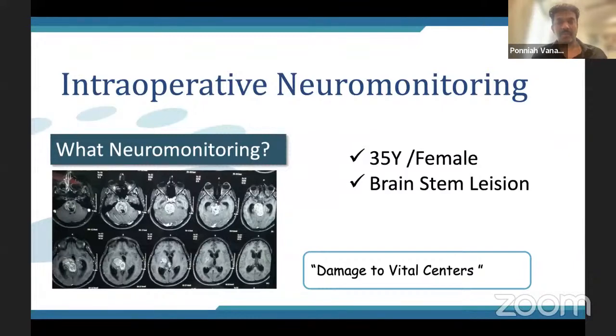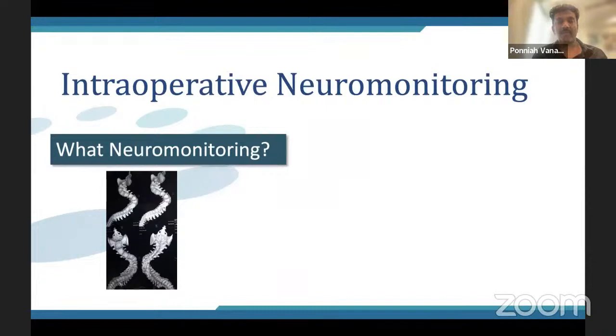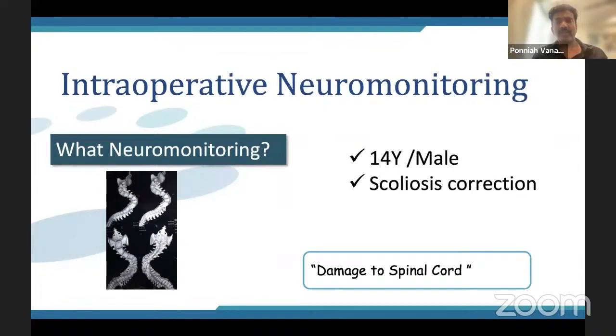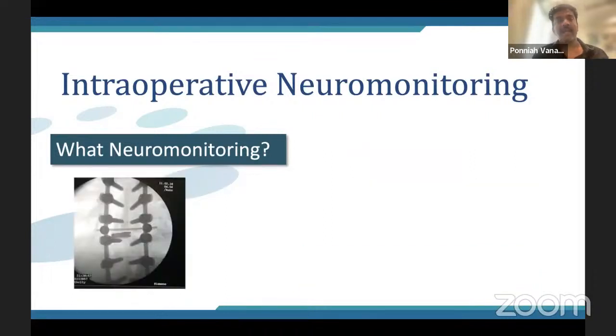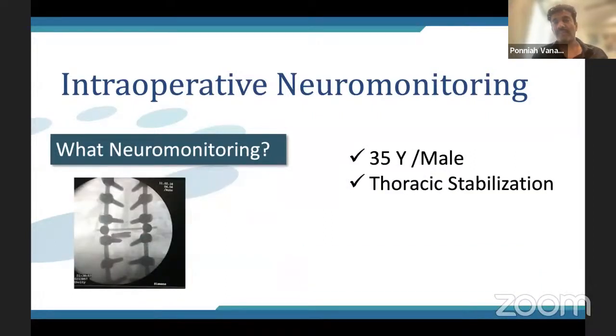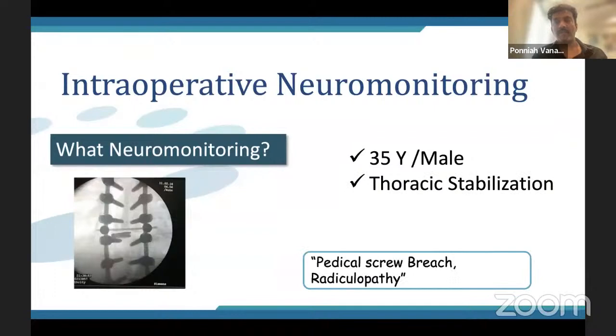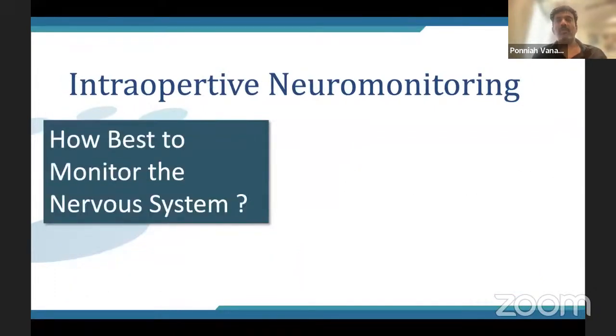when he's operating. So intraoperative neuromonitoring can be helpful in a major scoliosis correction. By monitoring the intraoperative neurophysiology, we can avoid damage to the spinal cord and permanent neurological deficit in the postoperative period. And even for pedicle screw fixations, you can avoid severe pain or radiculopathy by monitoring the nervous system. So having known this, how best to monitor the nervous system, right?